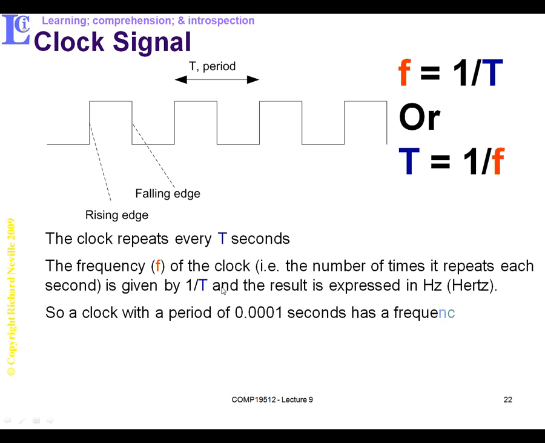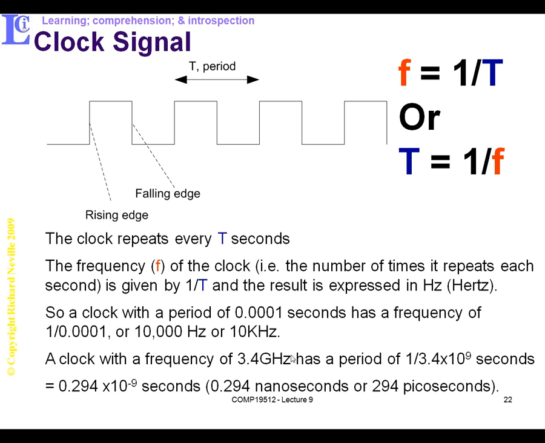So, what if we have a period of 0.0001? What would this be given this formula? So given this period, that is 1 over 0.0001, and that gives us 10,000 hertz, or, using SI units, 10 kilohertz. 10,000 cycles a second. 10k cycles a second.